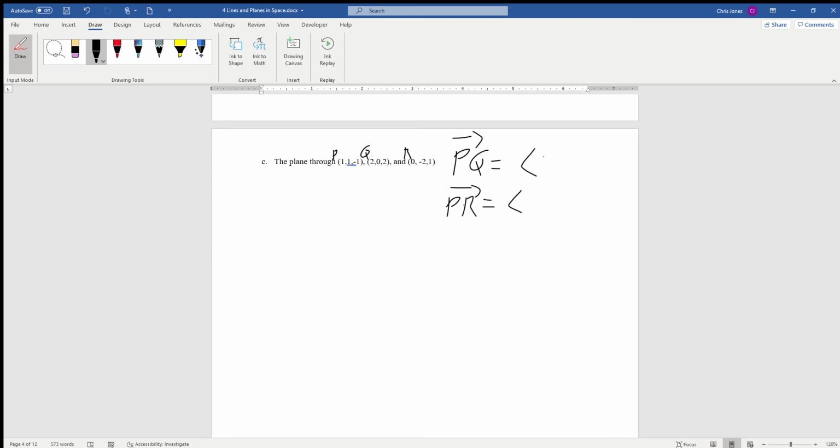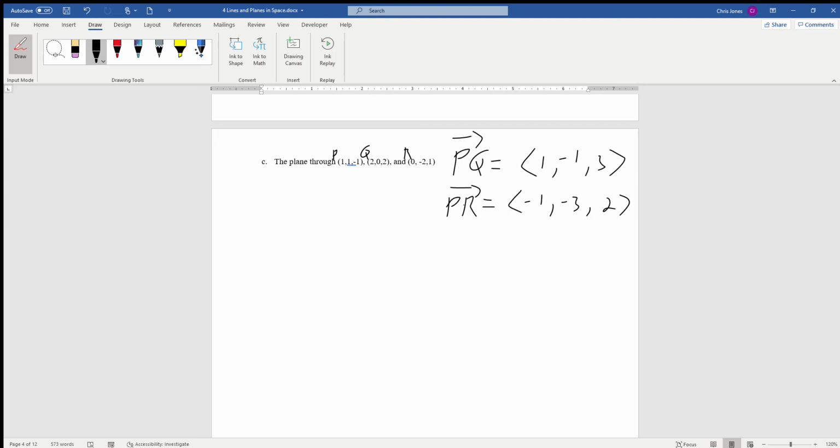So for PQ, 2 minus 1 is 1, 0 minus 1 is -1, 2 minus a minus 1 is 3. For PR, 0 minus 1 is -1, -2 minus 1 is -3, 1 minus a -1 is 2. Right, so those are our vectors. Both of these vectors are in the plane. All right, so that doesn't necessarily give us the answer yet. However, what we could do is try to find a vector that's normal or orthogonal to both of those vectors.